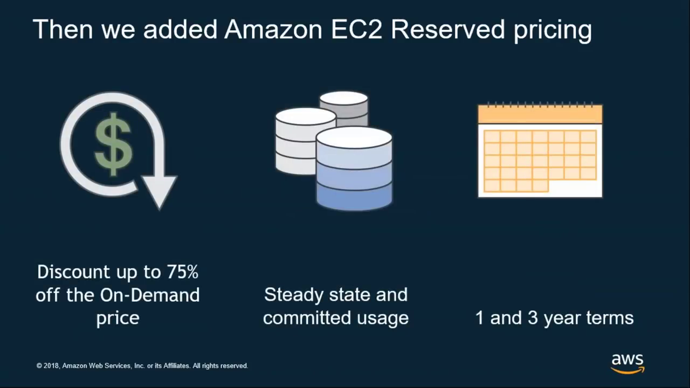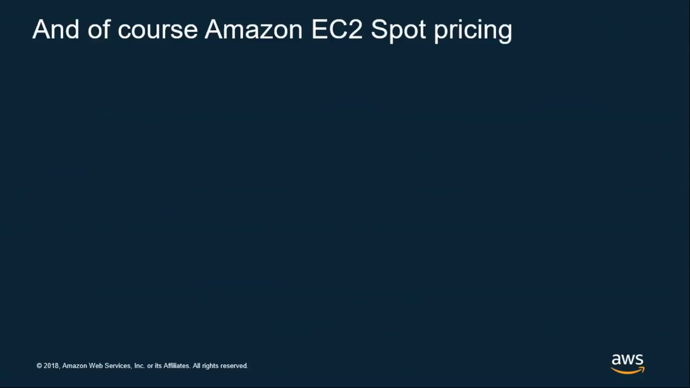Then, as today, EC2 Reserved Instance Pricing is really ideal for steady state committed usage. Usage where you know you're going to continue to use that instance and capacity for 1 to 3 years. In exchange for committing to continuing to use that instance for that term, AWS is able to give you an up to 75% discount over the price of on-demand.